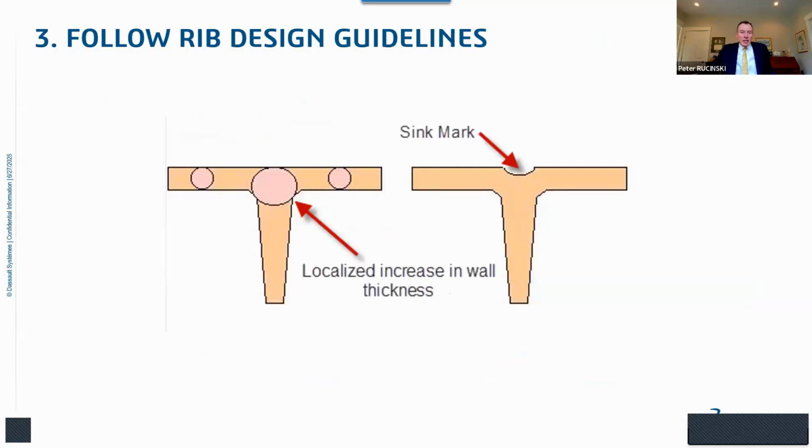Follow rib design guidelines. I mentioned this earlier, what can happen at the base of these reinforcing ribs is that if the base of your rib is too thick, you get a localized increase in wall thickness. As that material cools and shrinks, it shrinks in upon itself. It pulls in on the surface of the part. So the surface of the part sinks in, or you get this depression, and in English we call it a sink mark.